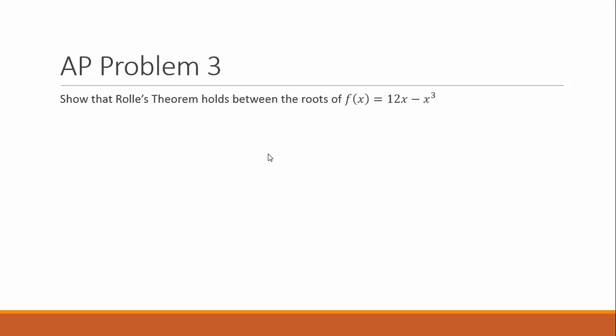Okay, so show that Rolle's theorem holds between the roots of f of x equals 12x minus x cubed. There's actually quite a lot of information in here. First we're talking about Rolle's theorem, then we're given a function, but we're also told to find the roots. If you remember, the roots of the function are where the function passes the x axis. So that must mean that the y value of those points is 0. If we set this whole function equal to 0, we'll be able to find the roots. So 0 is equal to 12x minus x cubed.